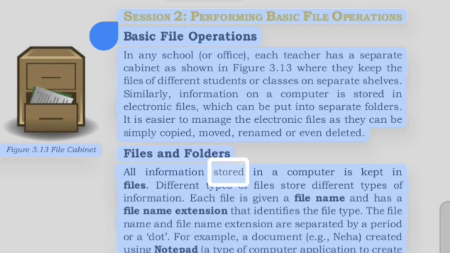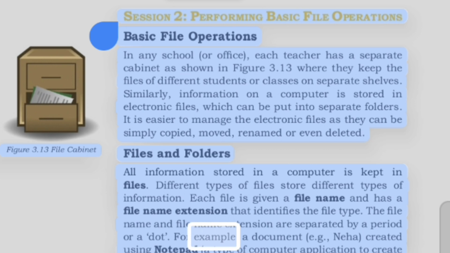Files and folders. All information stored in a computer is kept in files. Different types of files store different types of information. Each file is given a file name and has a file name extension that identifies the file type. The file name and file name extension are separated by a period or a dot.